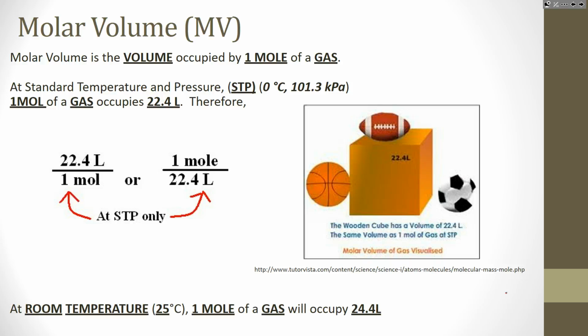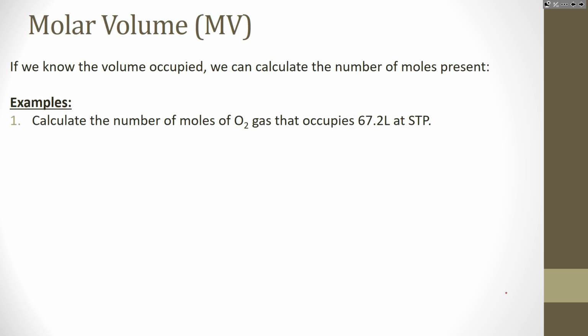At room temperature, it's going to be a little bit more because room temperature is warmer, so the volume would spread out a little bit more, so it would be a little bit bigger. But with chemists, in science, we always have a standard, and 0 degrees Celsius is our standard temperature that we work with. So if we know the volume occupied, we can calculate the number of moles present.